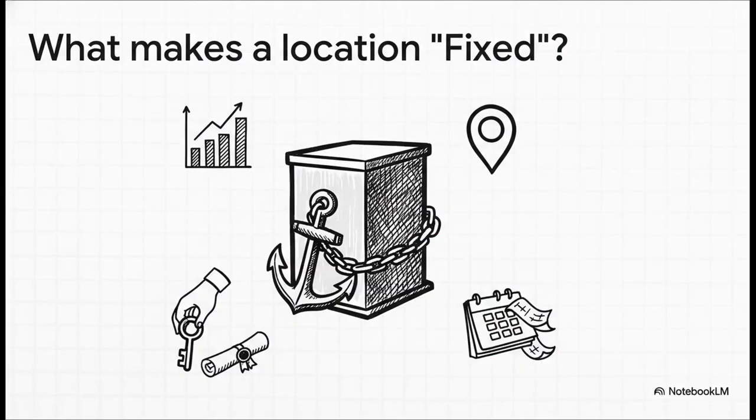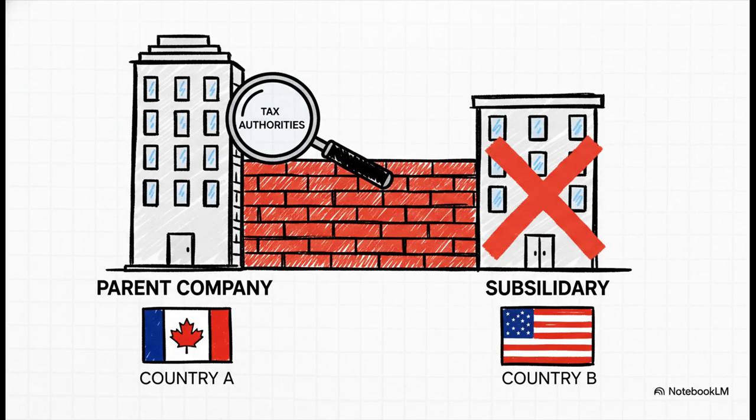So what does fixed actually mean in the eyes of the taxman? It's not just about having an address. The location needs to be a specific site that has some level of permanence. It can't just be temporary. You also have to have control over the space, maybe through a lease. And here's the kicker. It has to be used for your core profit-making activities, not just for tasks that are preparatory or auxiliary.